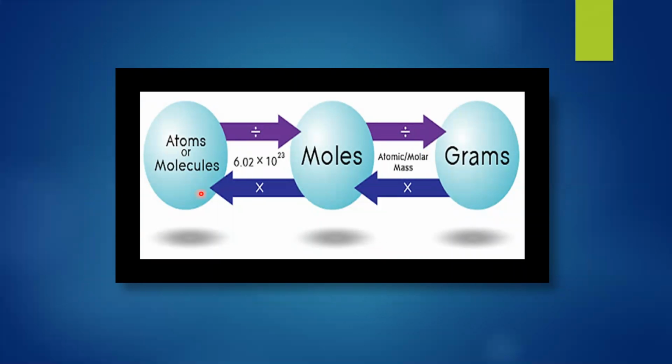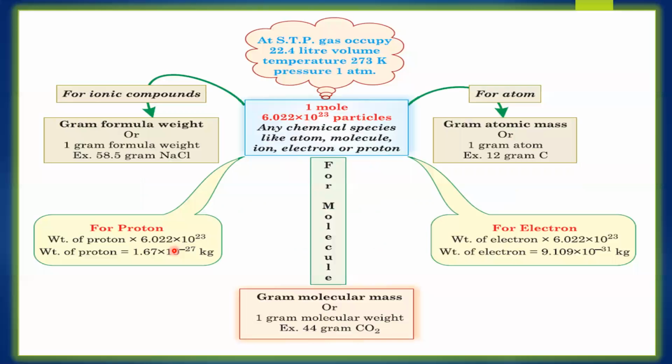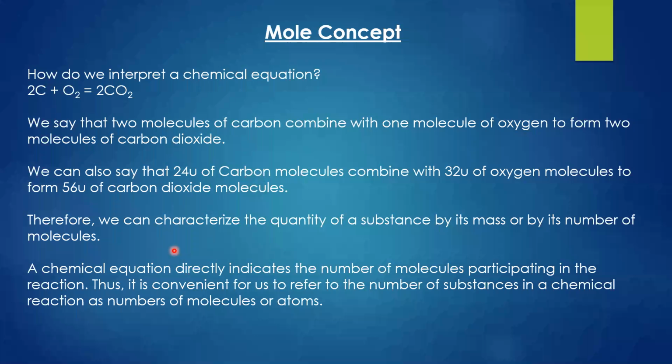Now moles, atoms or molecules, and grams are interconvertible. So if atoms or moles are given, we can calculate the grams. These are the 3 quantities. Out of these 3 quantities, if any 2 are given, we can find out the third one by using this relationship. One more relationship. So the mole concept we can interpret over here.